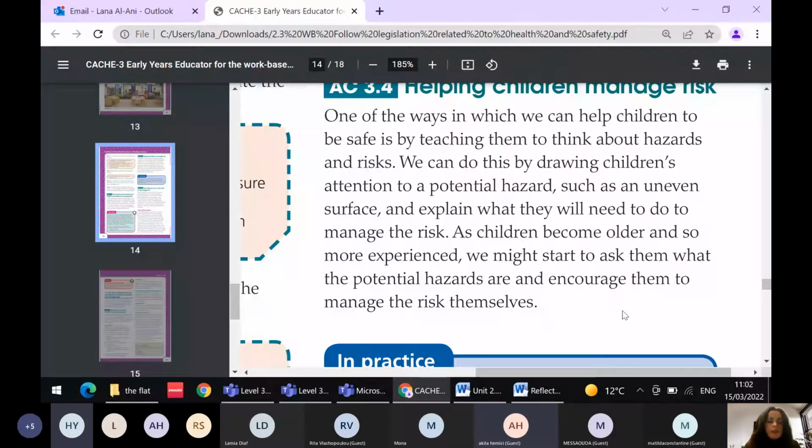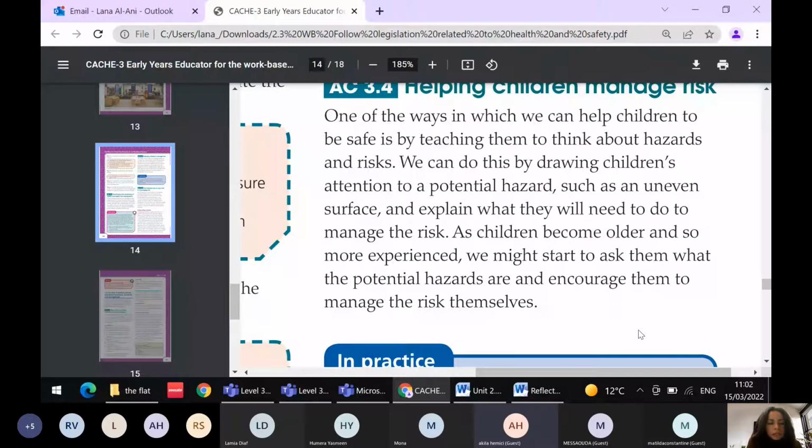And we can give a note to parents as well if a child accidentally hurts themselves. Yes, if the child accidentally hurts themselves, we should inform the parents immediately.